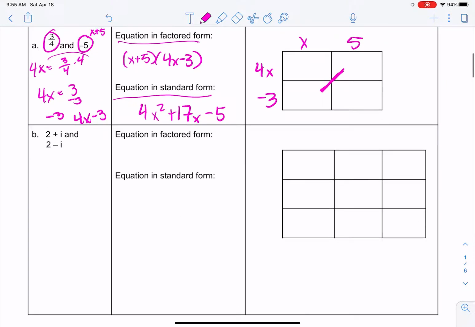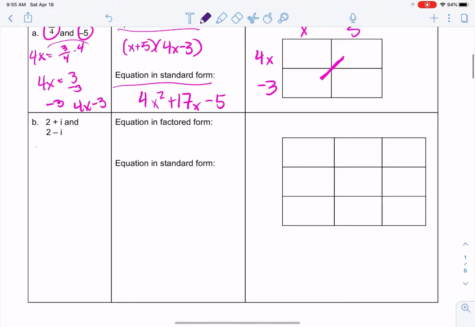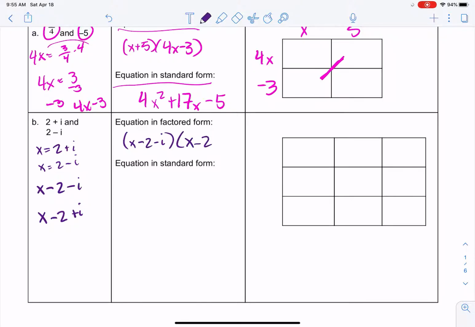Okay, same thing when you have these i's here. It's just a little bit longer looking. So what you get is x equals 2 plus i and x equals 2 minus i. So when we bring those back, reverse of zero product property, we get x minus 2 minus i, that's one of our terms, and then x minus 2 plus i, that's our second term. So in factored form, it's x minus 2 minus i and x minus 2 plus i.